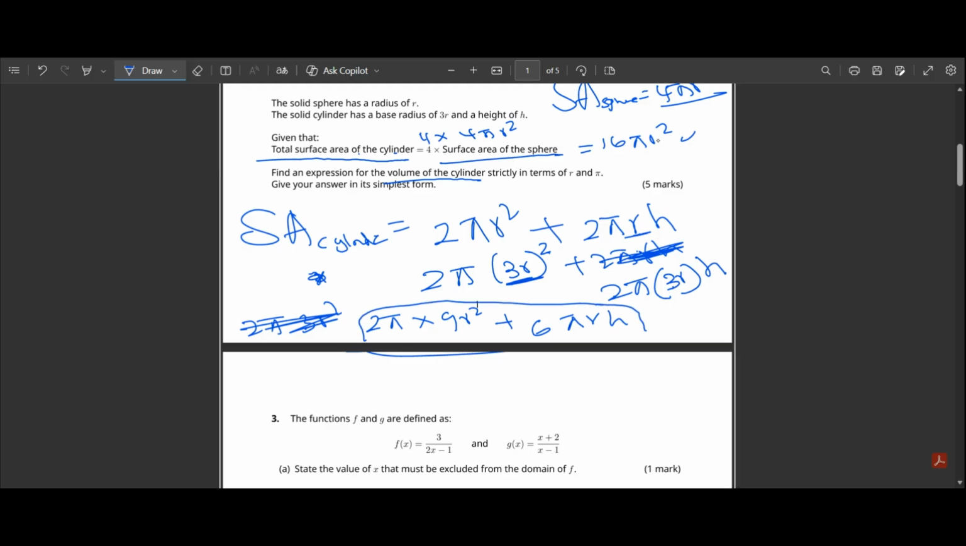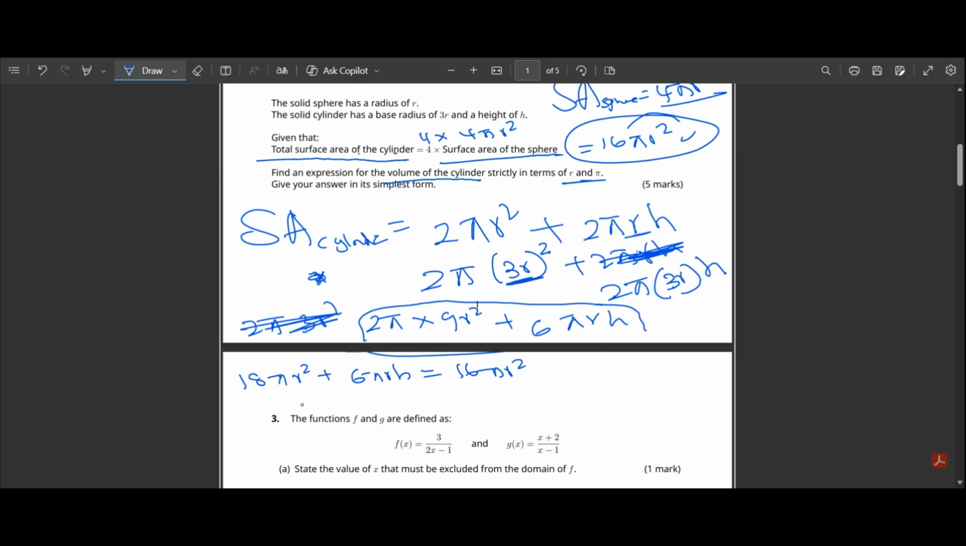So this is equal to what? We already found 16 pi r squared. So 2 into 9 is 18 pi r squared plus 6 pi r h is equal to 16 pi r squared. Right. So what is the question? Find an expression for the volume of the cylinder strictly in terms of r and pi. So what they are saying is we have to find it in terms of r and pi.